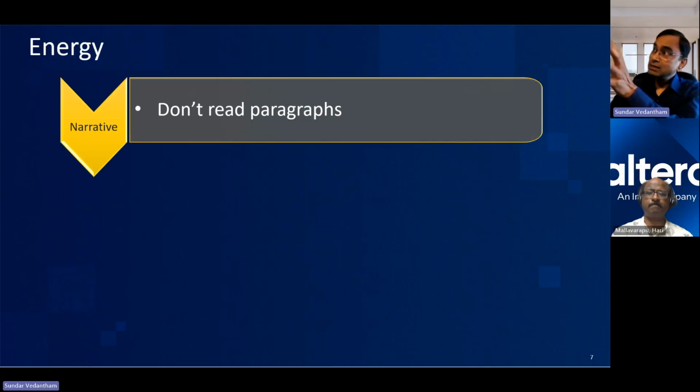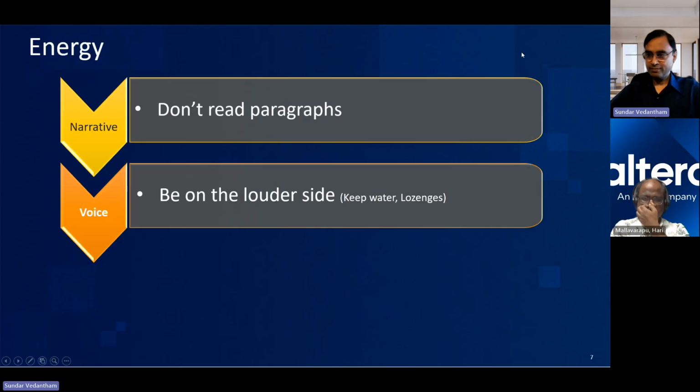And if you just keep looking at the slide and read the whole paragraph, it makes the presentation look really bad. So you should not do that. So bring some energy, practice, get your wording right. Do not read the paragraphs. Then when you speak, be on the louder side than on the calmer side, right? That is because you want to bring the energy, you want to energize the audience, you want to make them believe in what you are telling them.